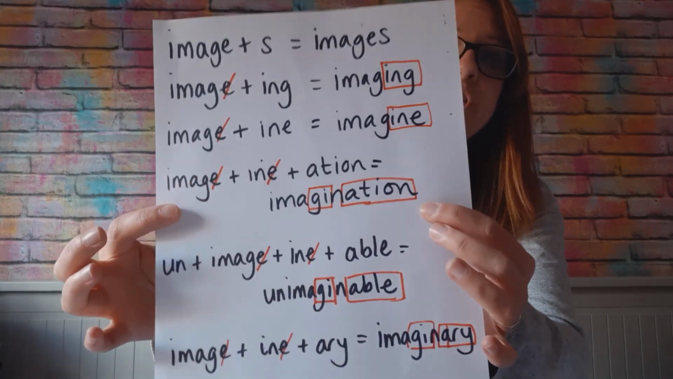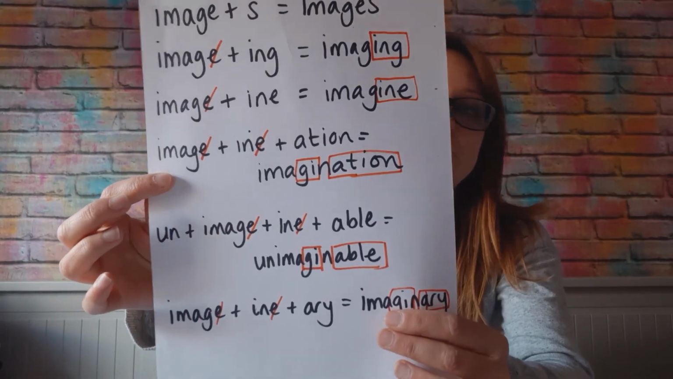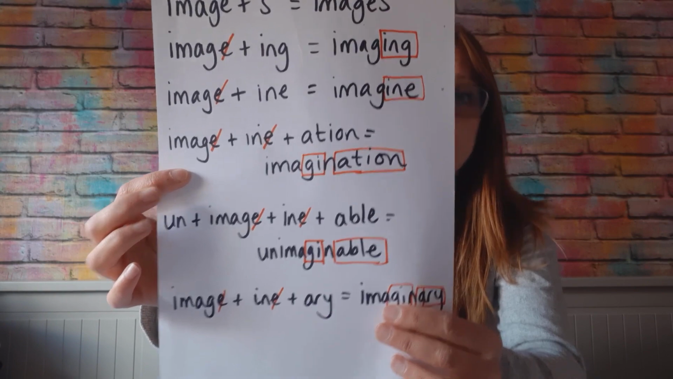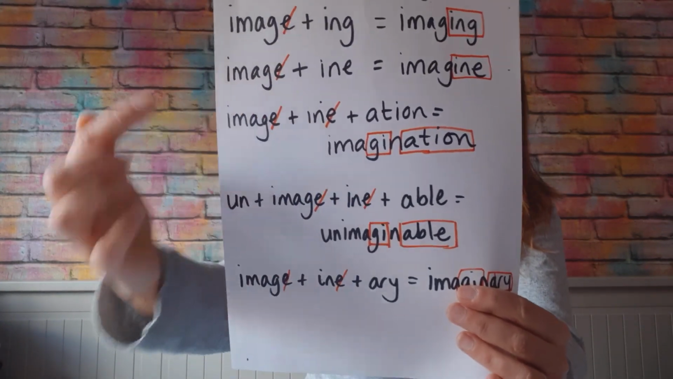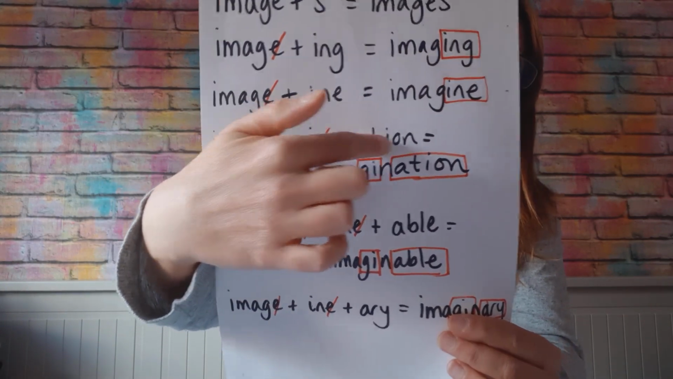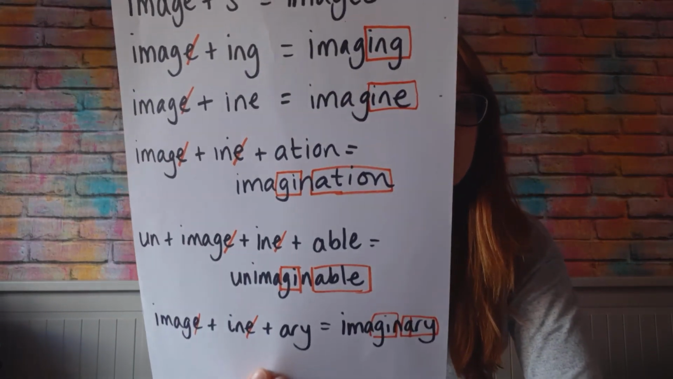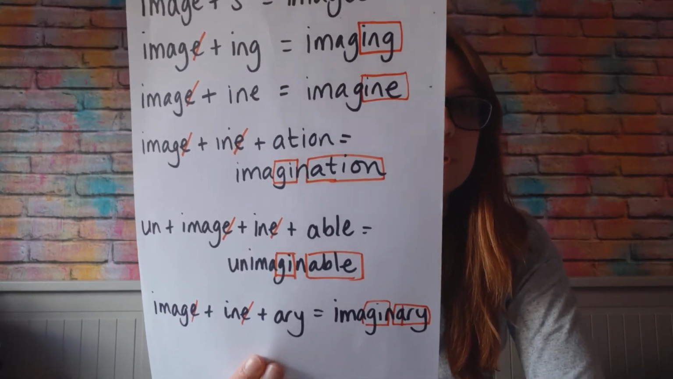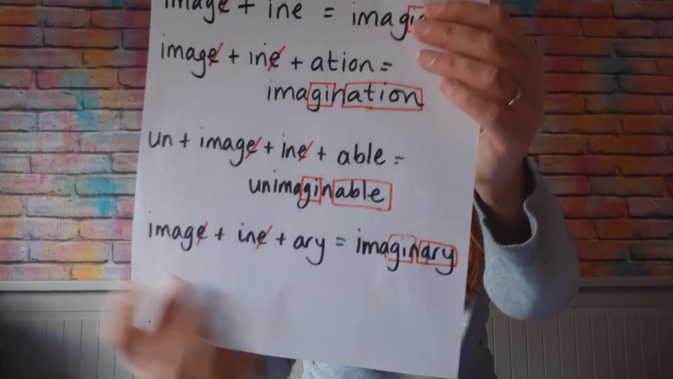The word imagination, which is a word that hopefully you do use quite a lot in your writing, or at least when you're talking, we talk about using your imagination. Okay, we've got the image, drop that E. We've got the in for imagine, drop that E. And then we've got the ation at the end, okay, for the imagination to make the noun. So you can see there we're dropping those E's because we're adding a suffix that starts with a vowel.